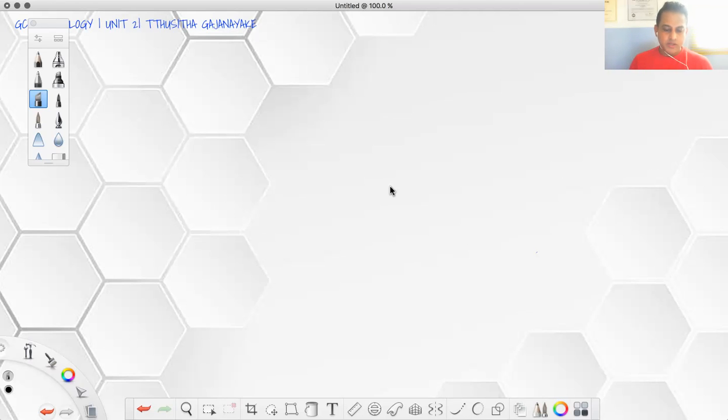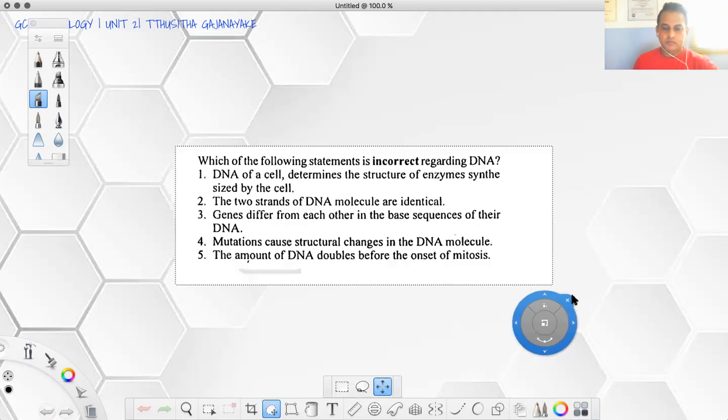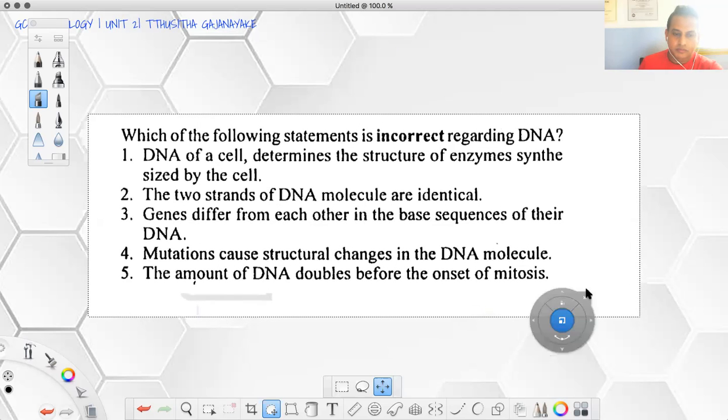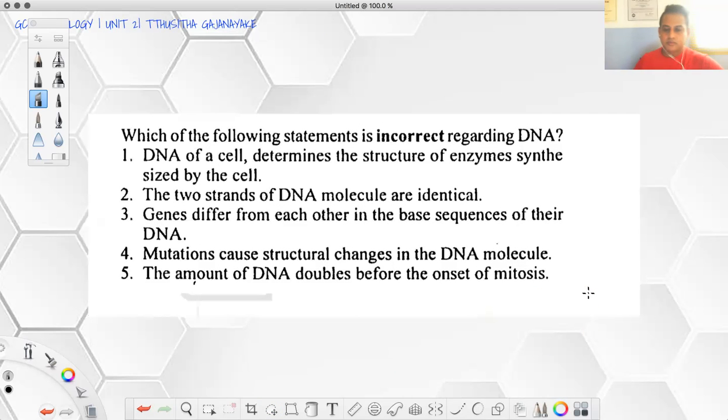There's one MCQ next. Some of the things you haven't learned, but I think you can still find the answer for this.